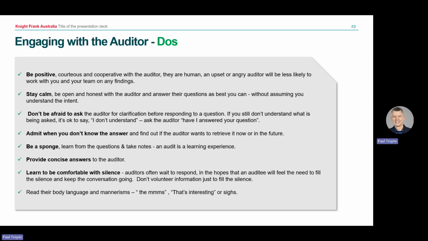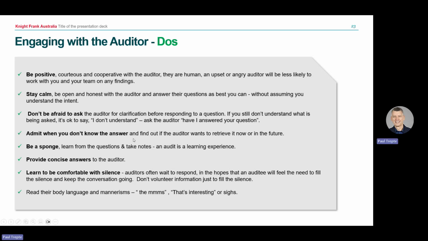Don't be afraid to ask the auditor for clarification before responding to a question. Auditors can tend to talk very much in the language of the standard. When you're training auditors, you do try to get them to start talking more the language of business to translate. But auditors go into so many different industry sectors, so if you're not sure, just ask them to re-clarify. If you don't understand, get them to rephrase the question. Auditors are quite happy to do that.